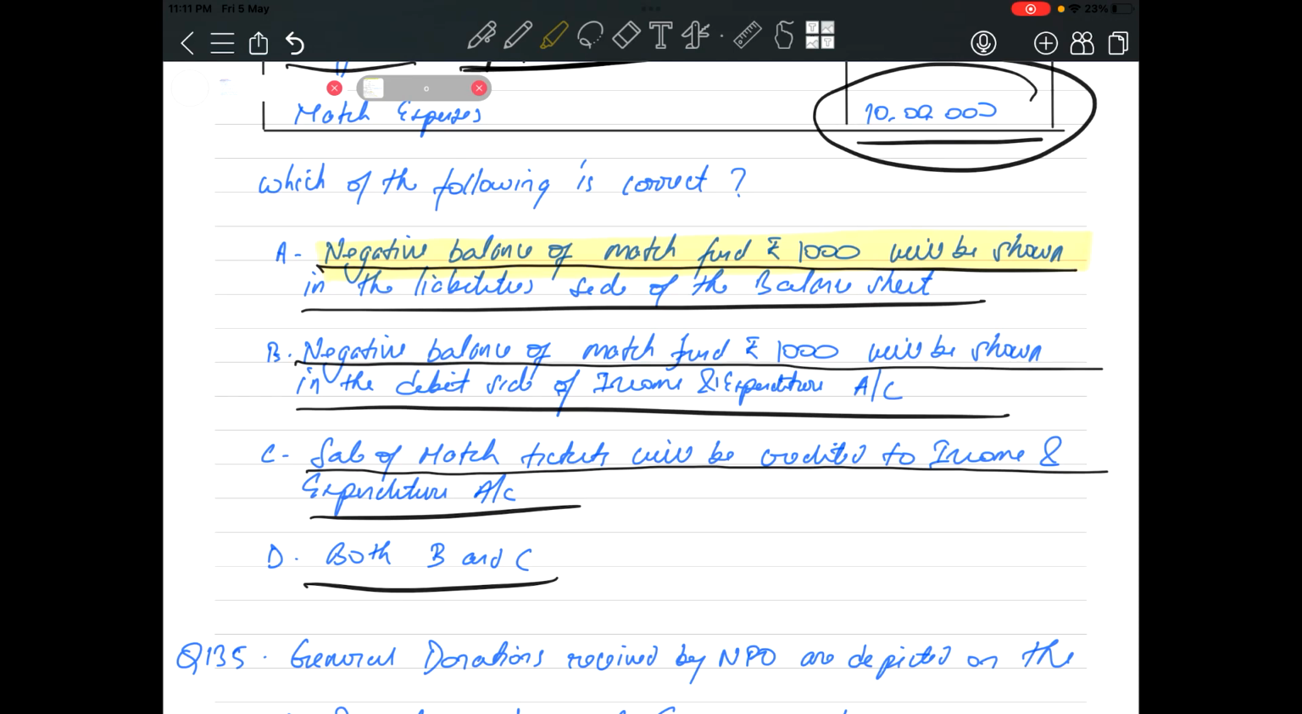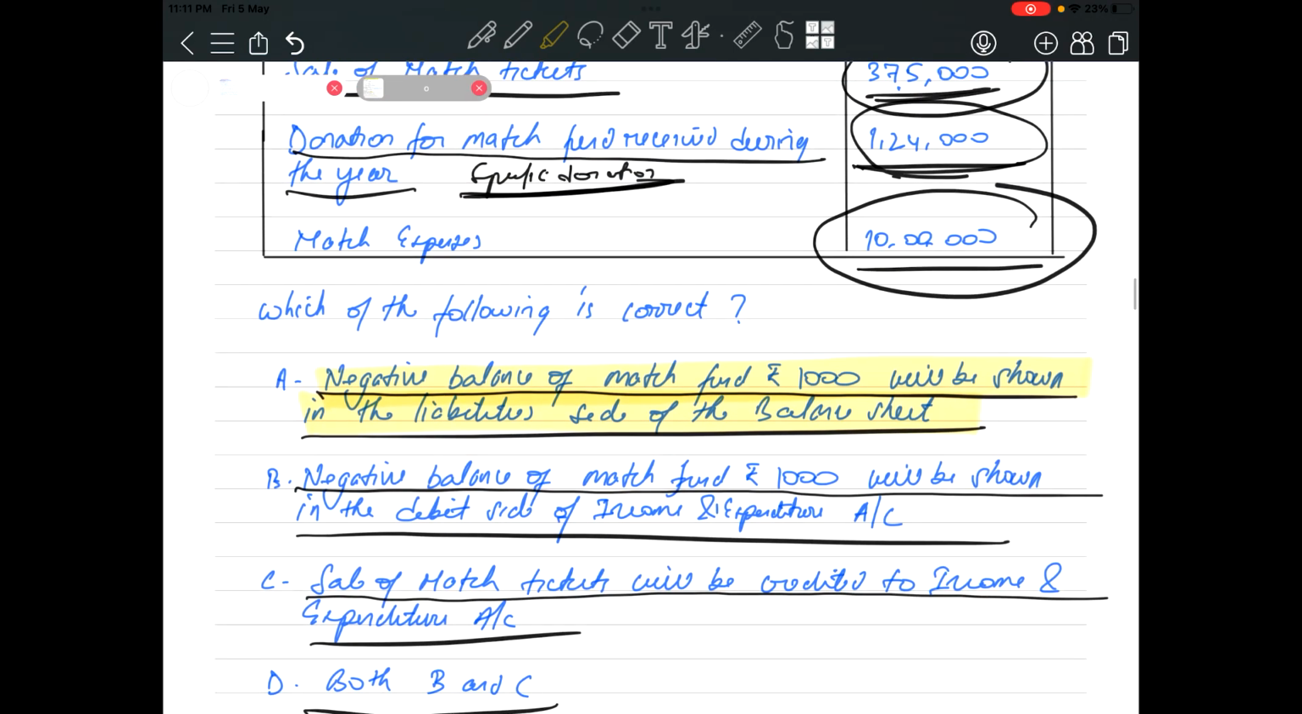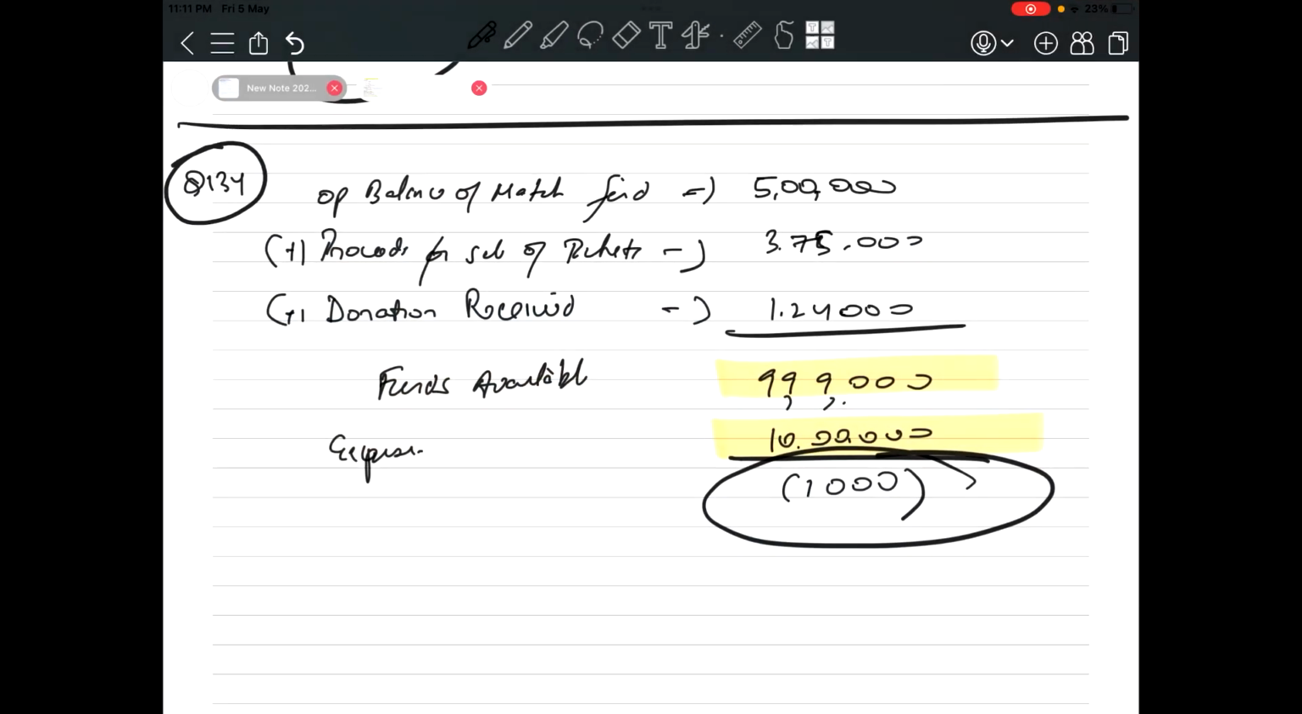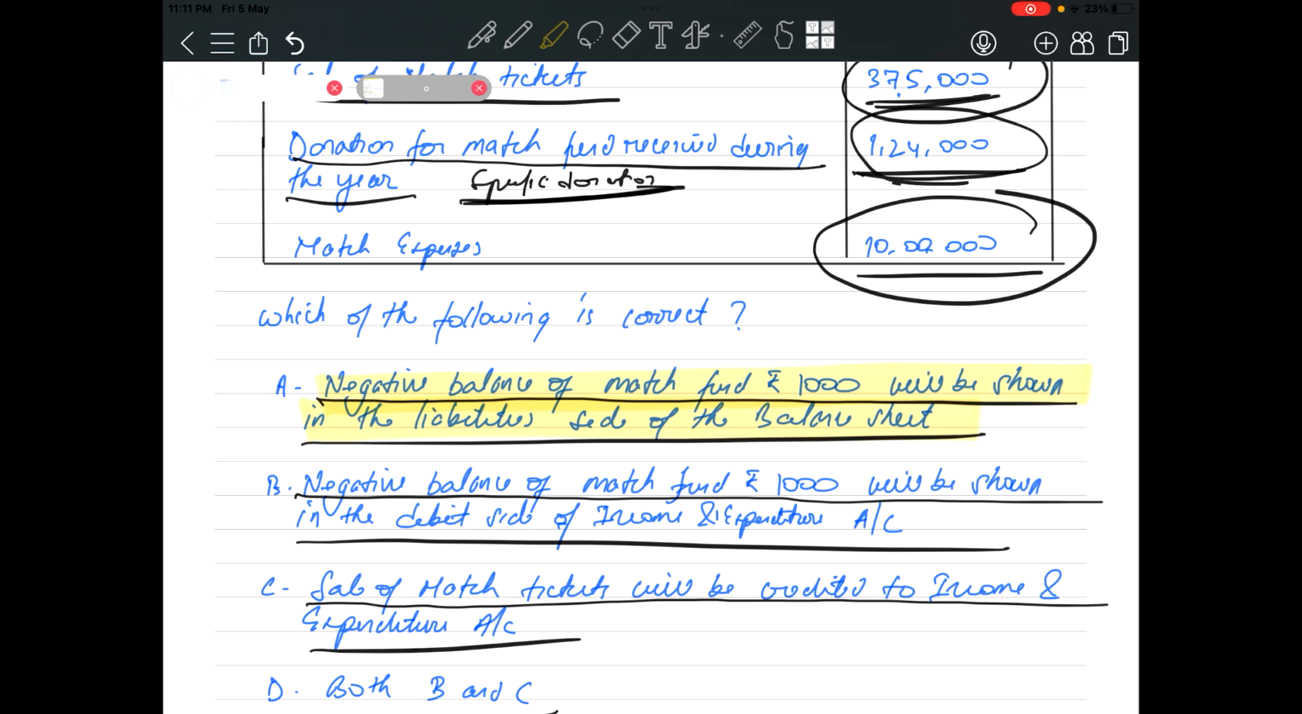Negative balance of match fund rupees 1,000 will be shown in the liability side of balance sheet. Will this be shown in the liability side of balance sheet? See, the donation we have received is how much? We have received 1,24,000, right? Now we have spent more than what we have received as donation. Okay, so this is a specific donation. It will be a liability until we spend the money. Once we spend the money, the liability is no more with us because we have spent the money as per requirement of the person who has given us the donation. And I guess this option number A is not valid.